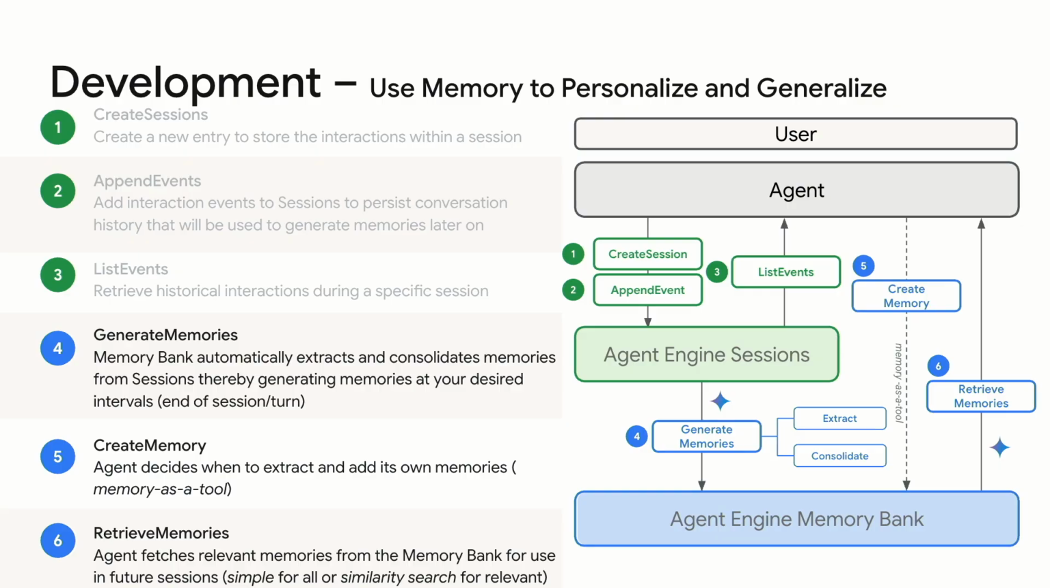Sessions are the raw history. Memory is the next step, used for personalization and generalization. Our Agent Engine Memory Bank can automatically generate memories from your session history, extracting and consolidating the key information. The agent can then retrieve the memories from this bank for future sessions to provide a more personalized experience. We also support memory as a tool, allowing the agent to explicitly decide when to create a new memory.